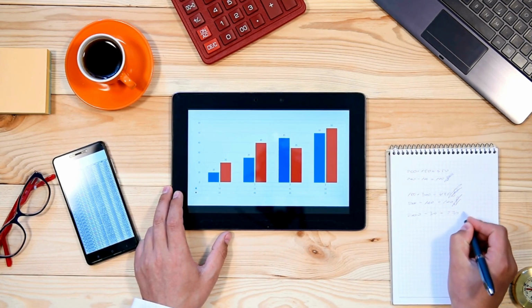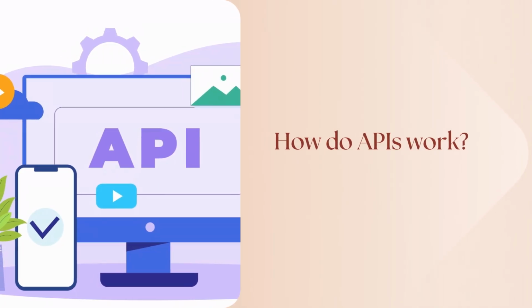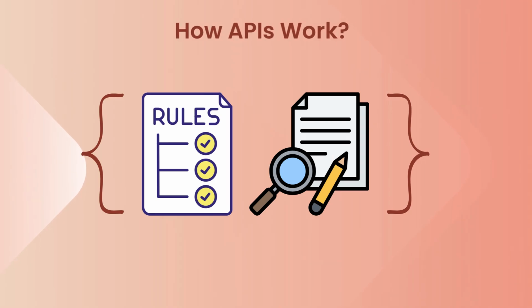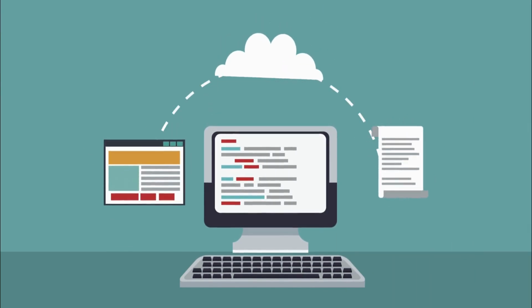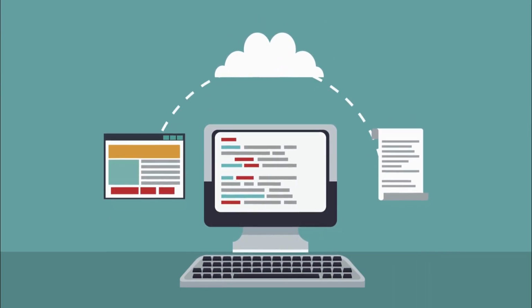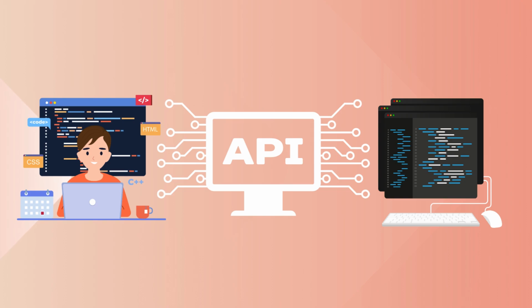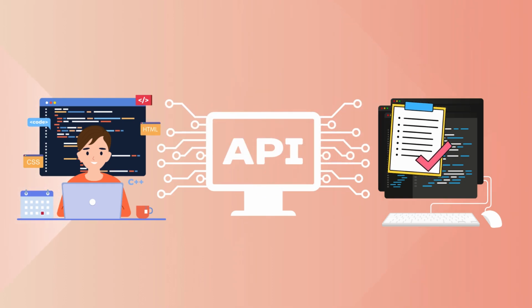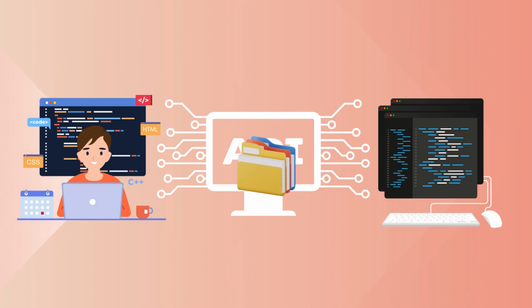Now let's talk about how APIs actually work. At its core, an API is a set of rules and definitions. These rules determine how software components should interact. When you make a request via an API, you are sending a specific set of instructions to another program and it responds with the data or action you requested.